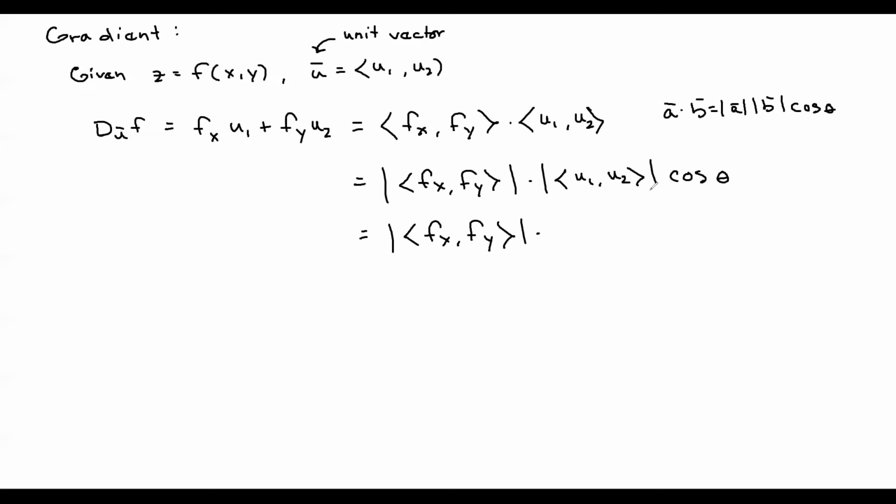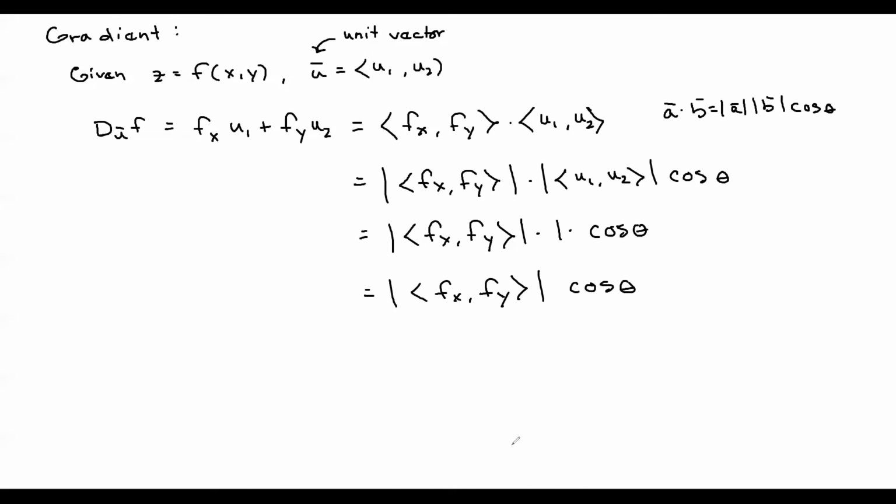And then what's the length of u1, u2? Well, we said that u is a unit vector, so the length of u1, u2 is going to be 1. So we're going to get 1 times cosine theta. And so this is the length of the partial with respect to x comma partial with respect to y vector times cosine theta.